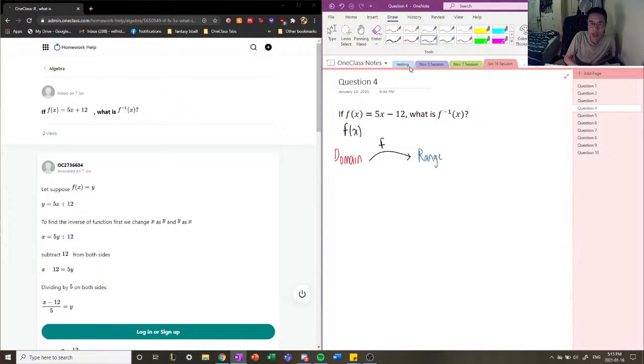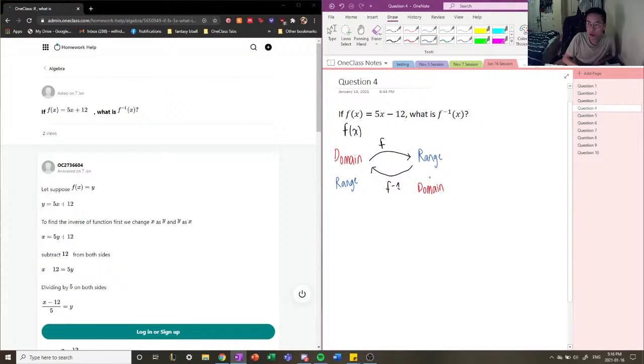So the inverse function basically connects the range of the original function back to its domain. It's like a reverse mechanic, right? It returns the range back to its domain. So in this case, the domain of the inverse function is the range of the original function, and the domain of the original function is now the range of the inverse function. So that's how the inverse works, okay?